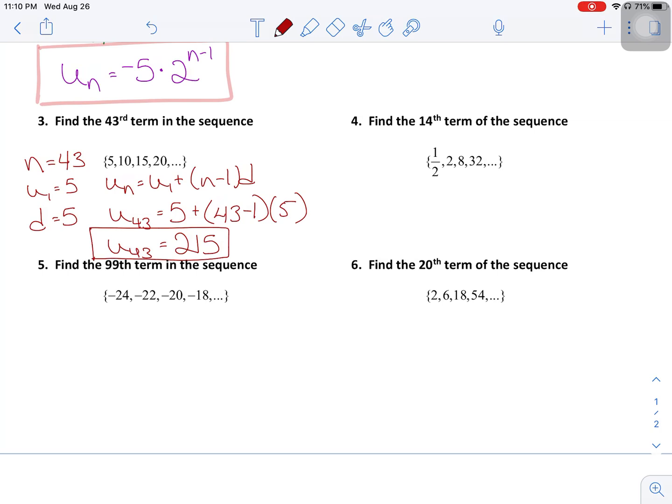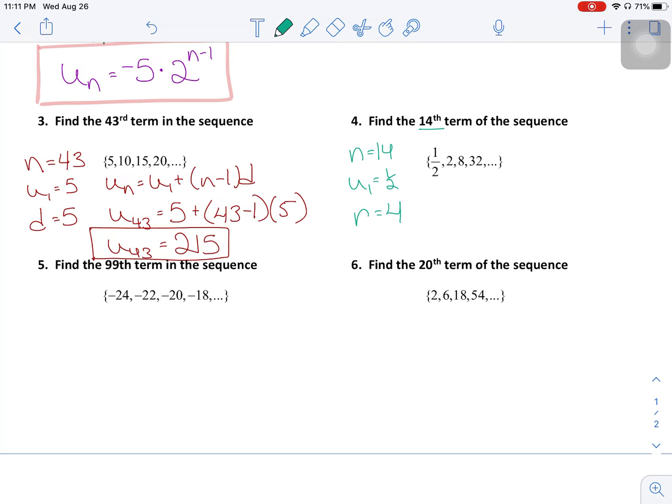Let's check out problem number 4 here and see what happens with this one. All right, so 14th term. So n is equal to 14. I know u sub 1 is equal to 1/2. Now I've got to figure out common difference or common ratio. Well, to get from 1/2 to 2, I need to multiply times 4. 2 to 8, times 4, so this is a common ratio of 4.